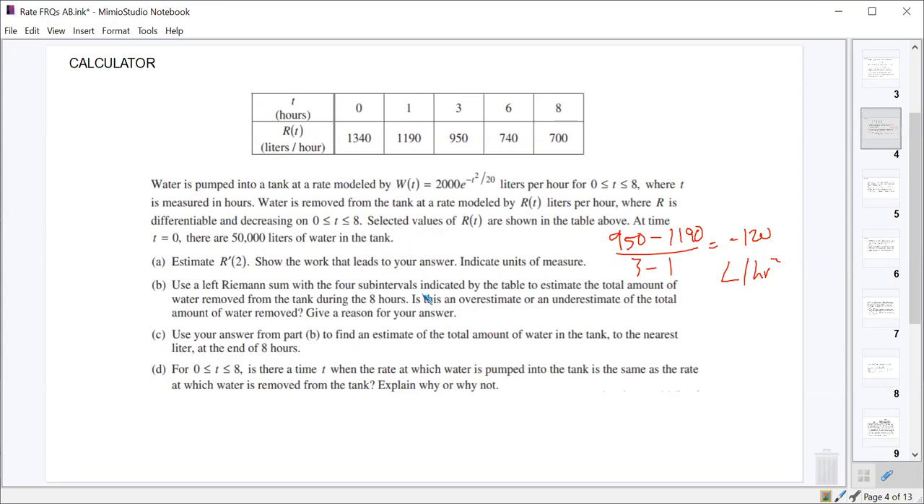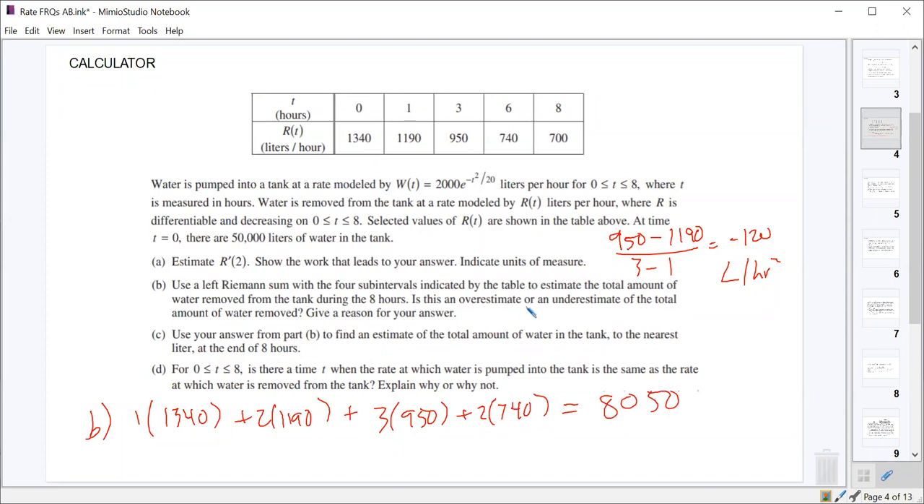Part B, using a left Riemann sum, estimate the total amount of water removed from the tank during the 8 hours. So left Riemann sum will just be, first interval is 1 unit, so 1 times 1340. Next one is 2 times 1190. Next one is 3 times 950, and then 2 times 740. And what did that come out to be? 8,050.